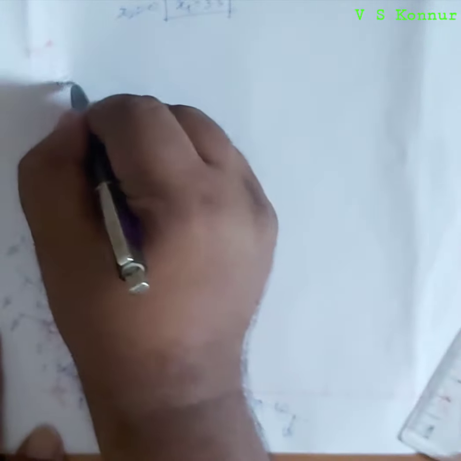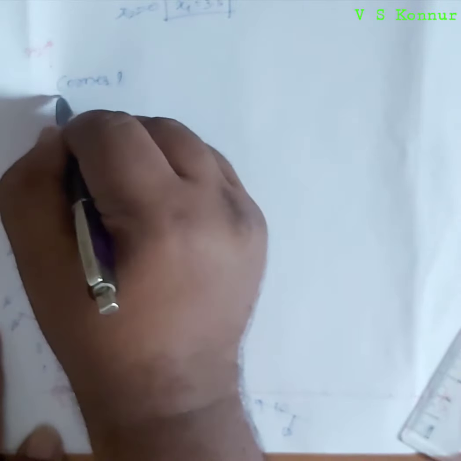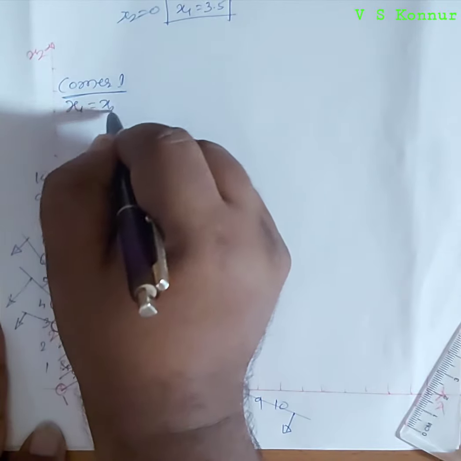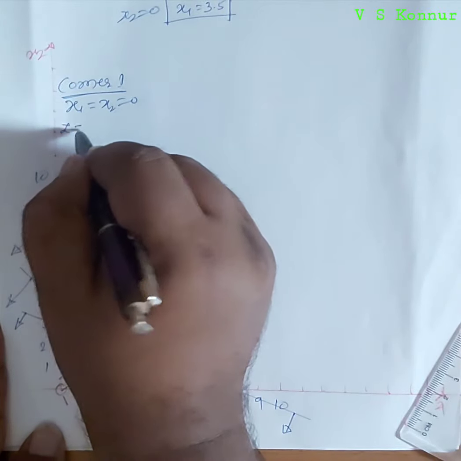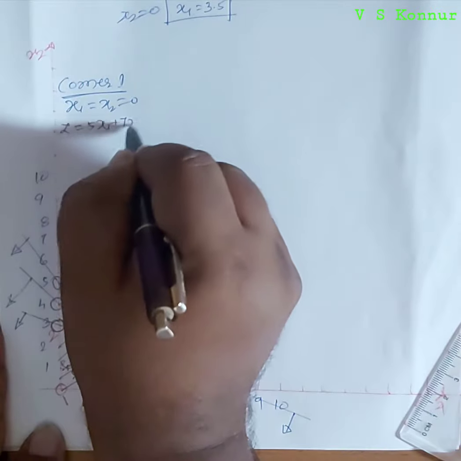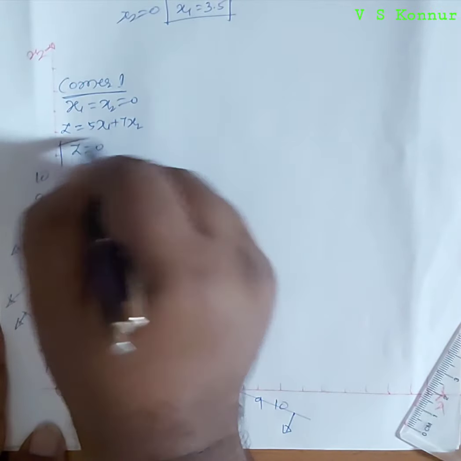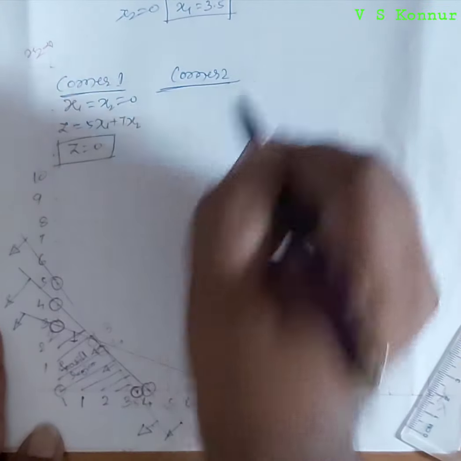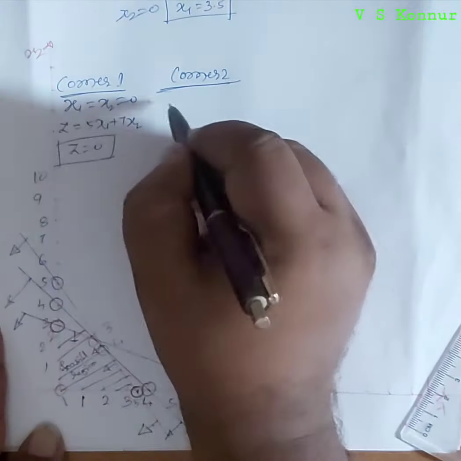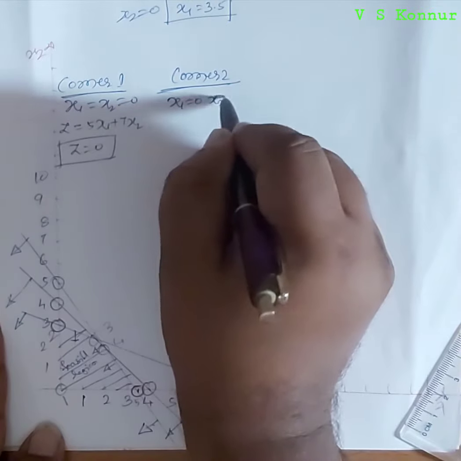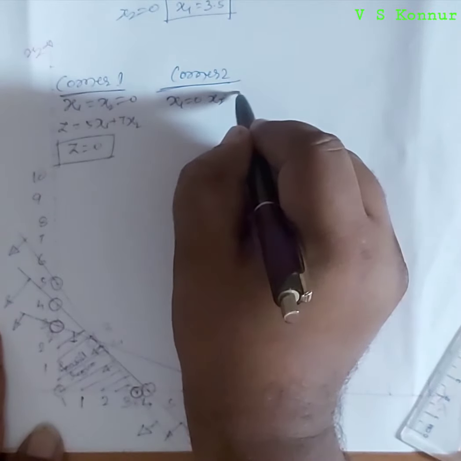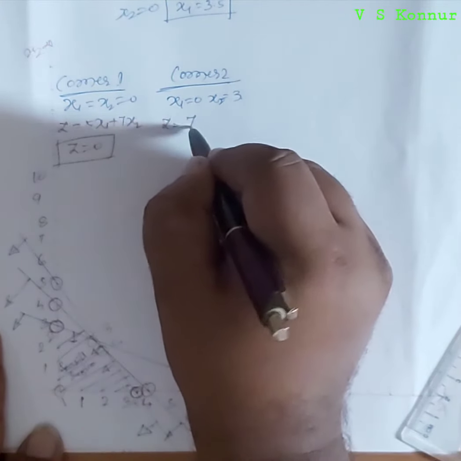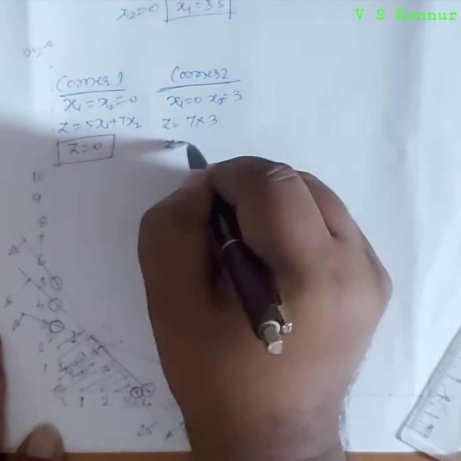Now we will consider corner 1. For corner 1, x1 is equal to x2 is equal to 0. We'll take z is equal to 5x1 plus 7x2, so z is equal to 0. Now corner 2. So x1 is equal to 0, x2 is equal to 3. Put the values, z is equal to 0 plus 7 into 3, so z is equal to 21.